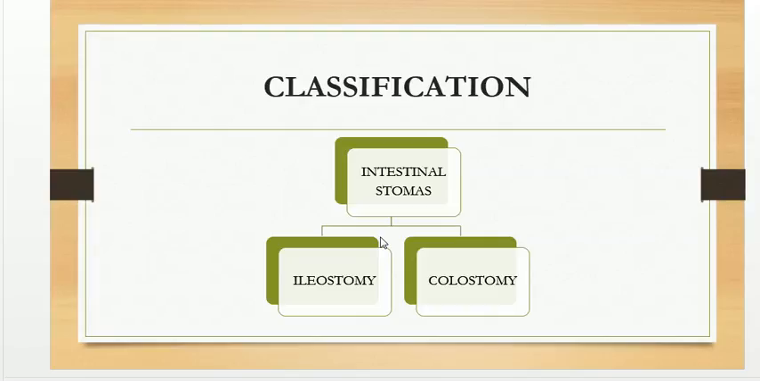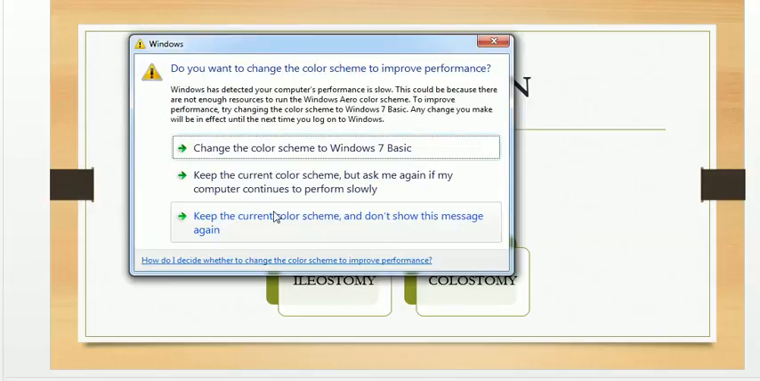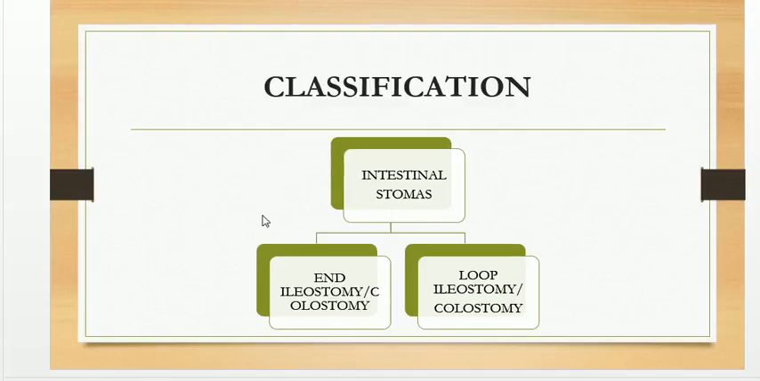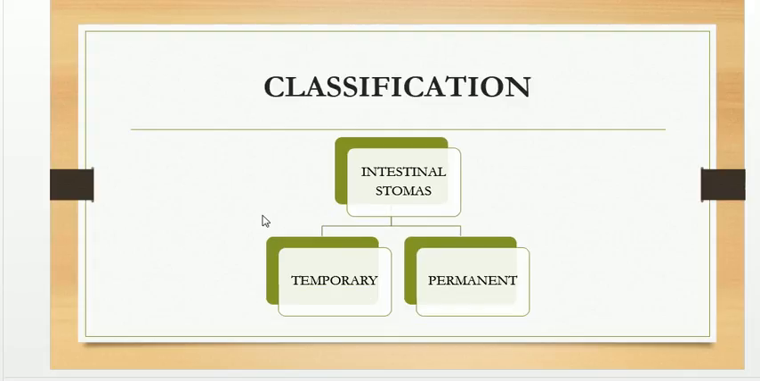If we talk about different classifications, intestinal stomas can be classified into ileostomy or colostomy. Another way is that these stomas can be end or loop. That means it can be an end ileostomy or end colostomy, or loop ileostomy or loop colostomy. There's another way to group these stomas. For example, these intestinal stomas may be temporary, or sometimes they are permanent.